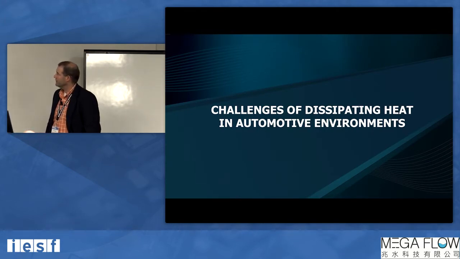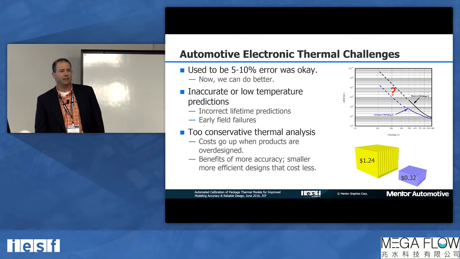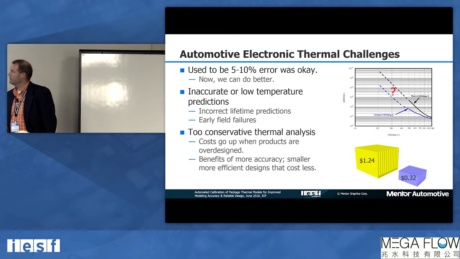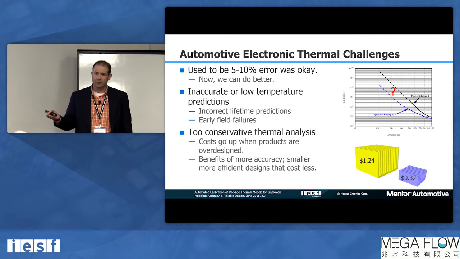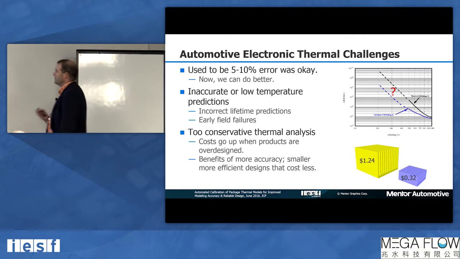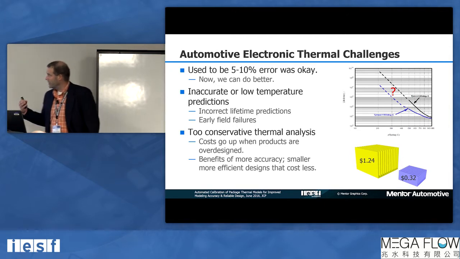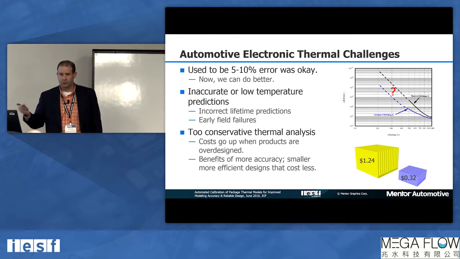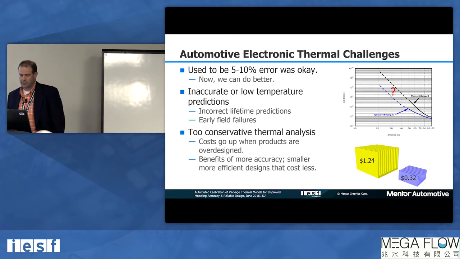So what are the challenges? Obviously, you see stuff like this all the time. We want improved accuracy. A lot of times when you hear people talk about CFD, they say 5 to 10% is good. Well, we think we can do better. If you have low temperature predictions, you're going to run into field problems. You might have over temperatures. And if you're too conservative and your temperatures are over-designed, then your costs will go up. Over-designing usually means more costs. So that's a simplification of what we're trying to eradicate with this process.